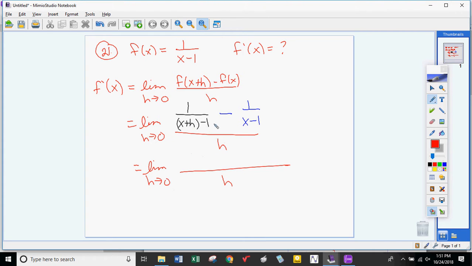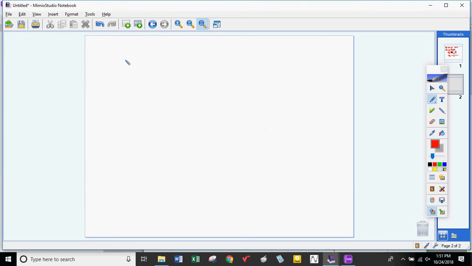So now at this point I need to get a common denominator here. So I'm going to go to another page real quick just for space. As I was saying, I need to get a common denominator.